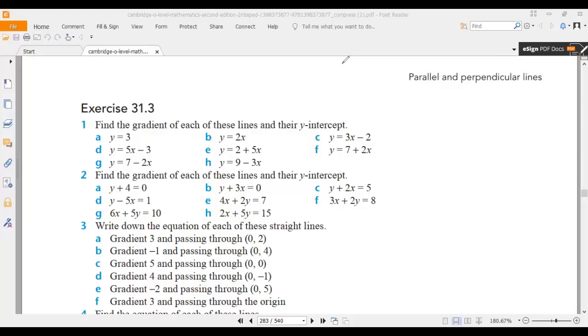Assalamu alaikum everyone. Today we will solve exercise 31.3. The question number 1 says find the gradient of each of these lines and their y-intercept.